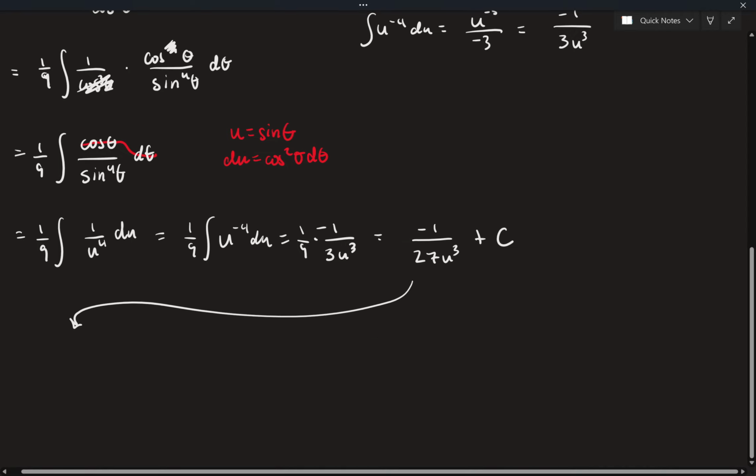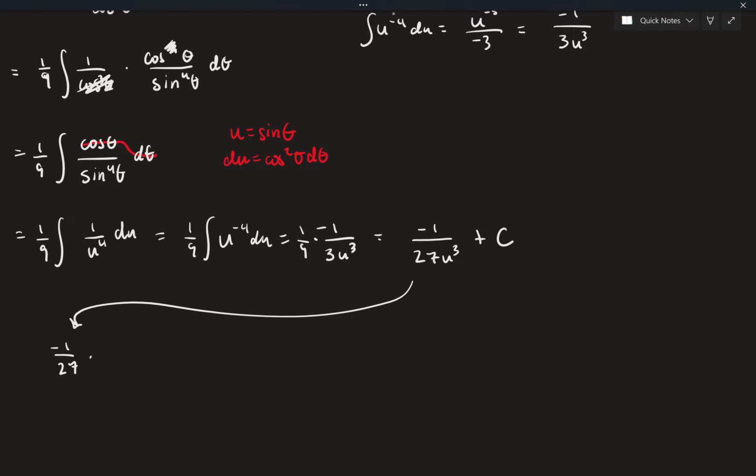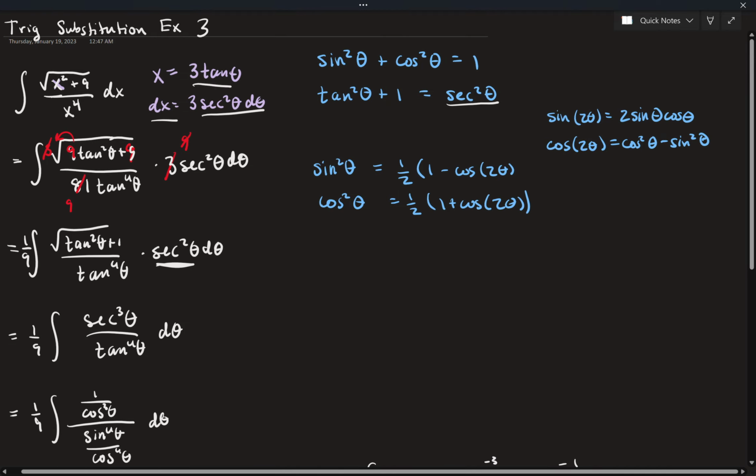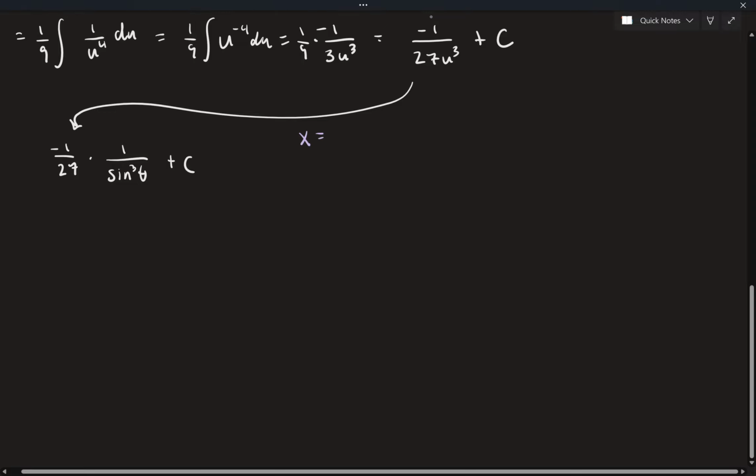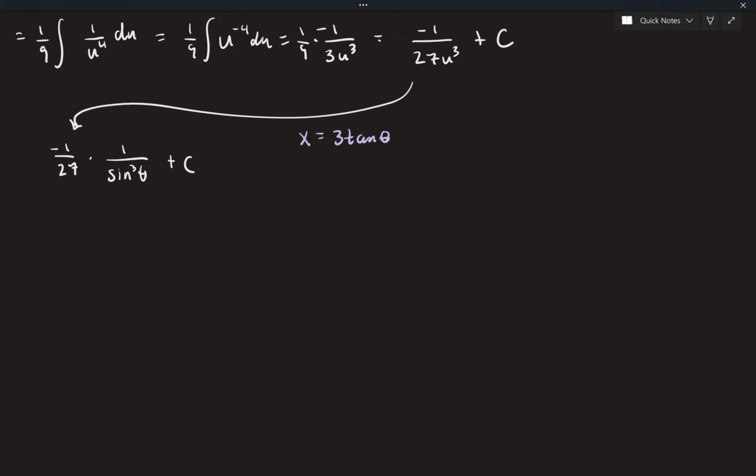Now I just have to backtrack and sub everything back in. So I'm going to draw my arrow down here, minus 1 over 27, u is sine theta, 1 over sine cubed theta, plus c. And now I have to figure out what sine theta is from my original substitution. So I'm going to write down what my original substitution was. x is 3 tan theta. So I'm going to have to solve for tan theta and then draw out a triangle to see what happens. So x over 3 is tan theta.